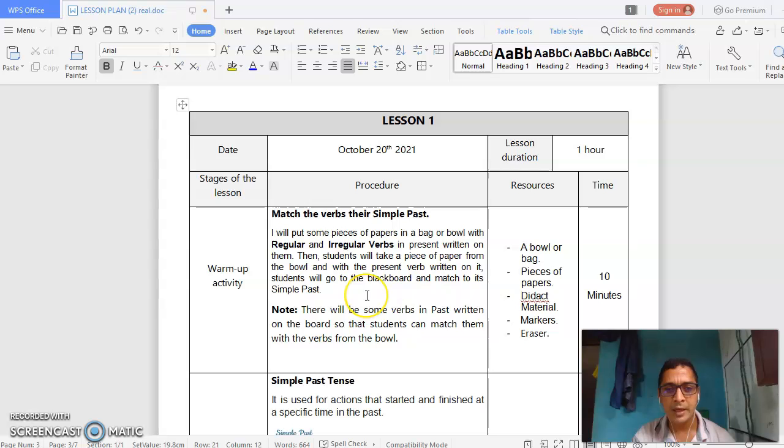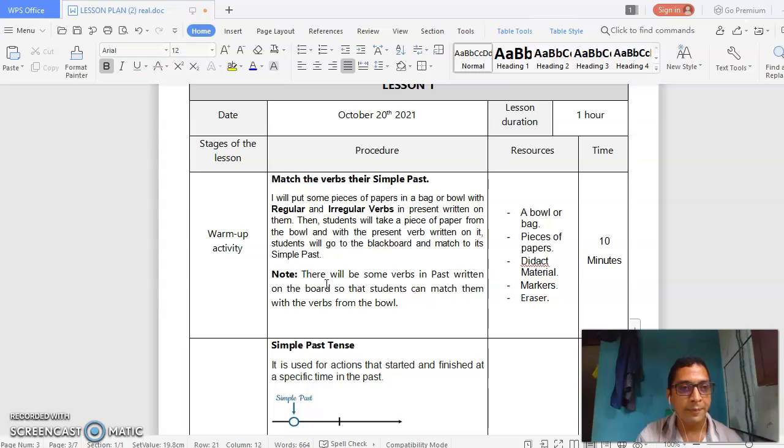And this lesson is prepared by me for 20 students who I am working with, and the lesson has a duration of 1 hour. As I said before, the topic is simple past tense, guys. These are the stages of the lesson: warm-up activity, opening, development, and closure activity. These are the steps I have to follow to prepare this lesson. The first stage is warm-up activity.